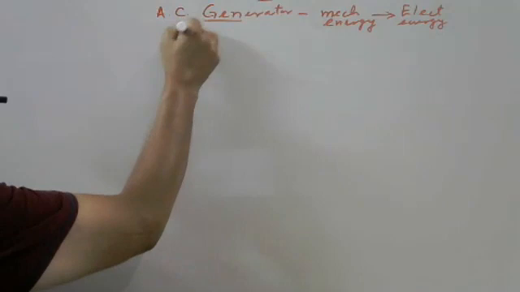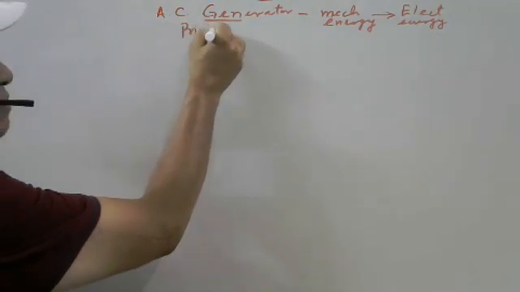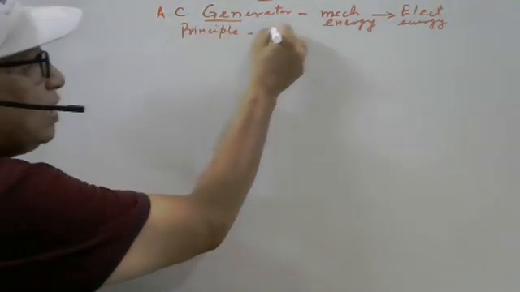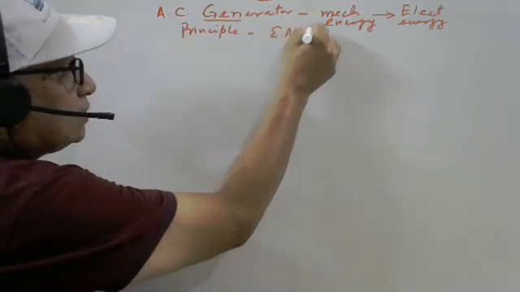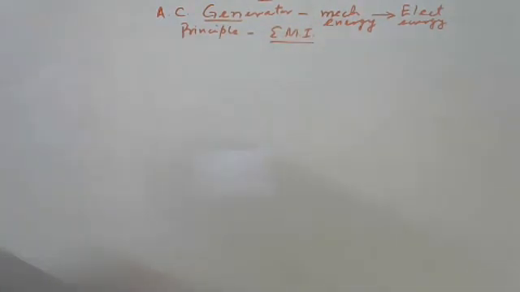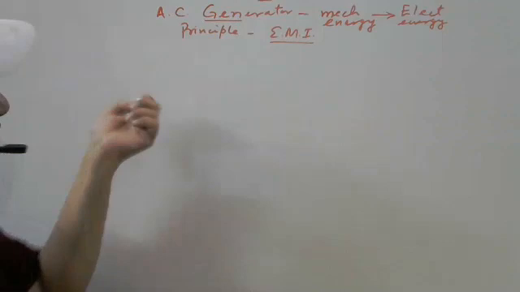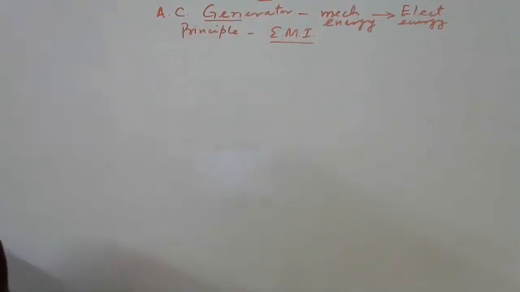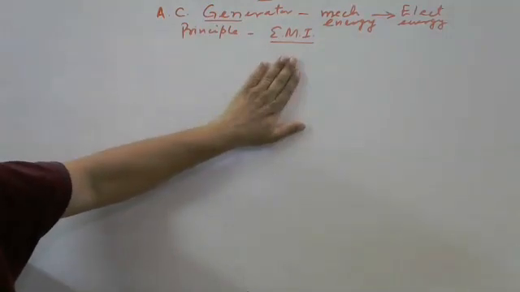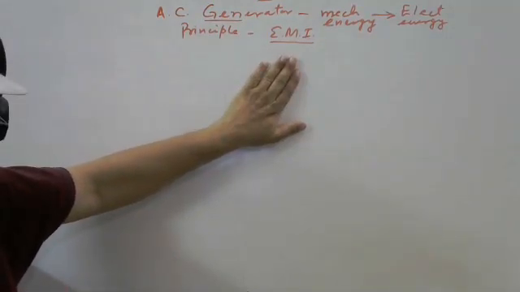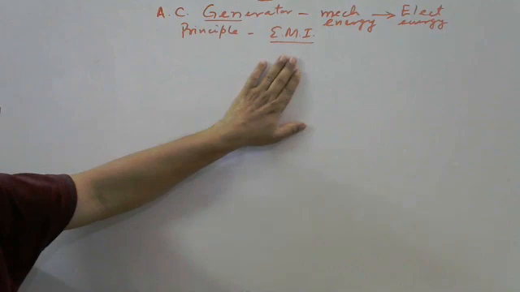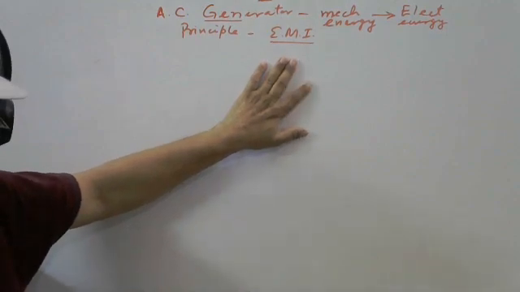This is the generator. What is the principle of this? The principle here is EMI, electromagnetic induction. It means this AC generator works on the principle of electromagnetic induction. What is electromagnetic induction as per Faraday's law?